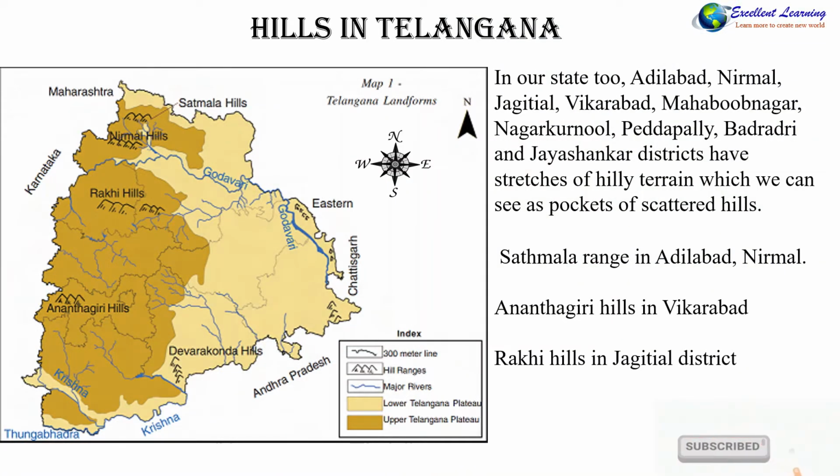Children, let us find hills in Telangana. In Telangana state, Adilabad, Nirmal, Jagityal, Vikarabad, Mahabubnagar, Nagar Karnool, Peddapalli, Bhadradri and Jayashankar districts have stretches of hilly terrain, which we can see as pockets of scattered hills.